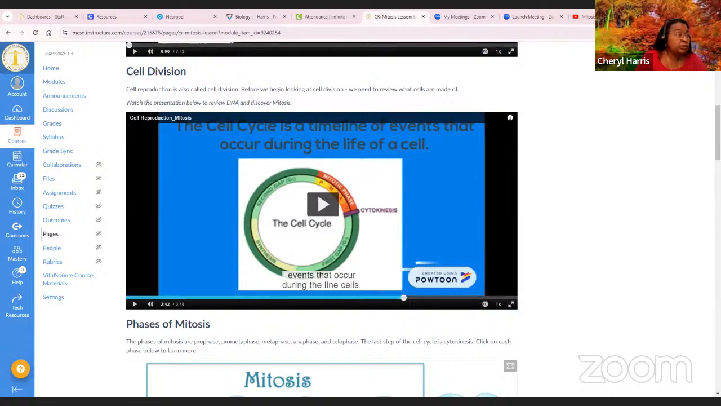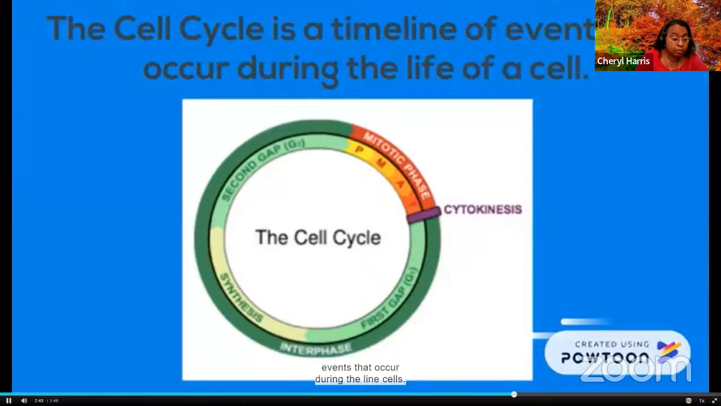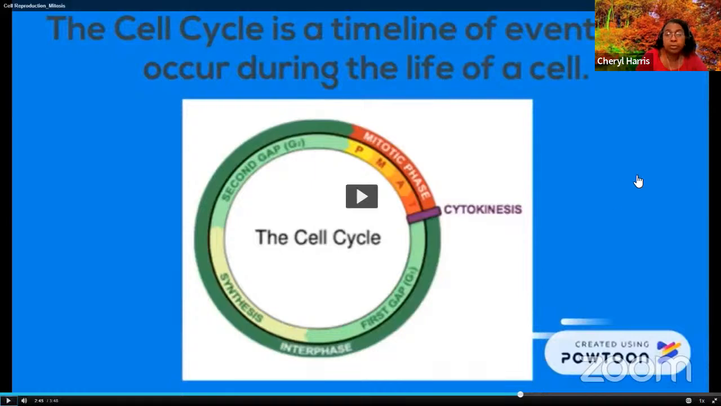I'm on the video that I showed earlier, but I'm going to pause it and enlarge it so that you can draw the cell cycle. So put a title on your page, call it cell cycle, and you have to have it labeled the way she has it labeled here. Life of a cell. Okay, so I'm going to leave it right here for a minute.